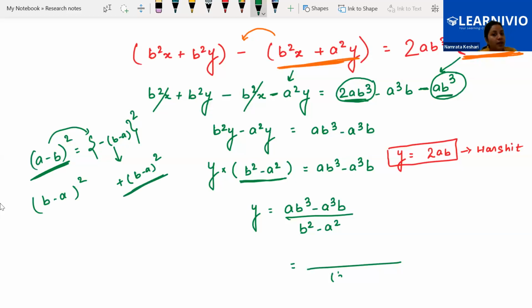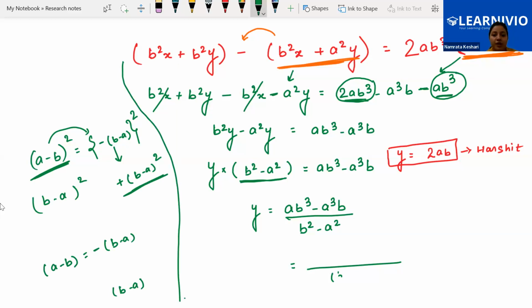That's why I am saying that a minus b whole square and b minus a whole square is the same thing. But if no square is there, then a minus b and b minus a is not the same, because we need to take the minus sign common, and then it will become b minus a. So both are different, right, Harshit and Ziana? Yes, ma'am.